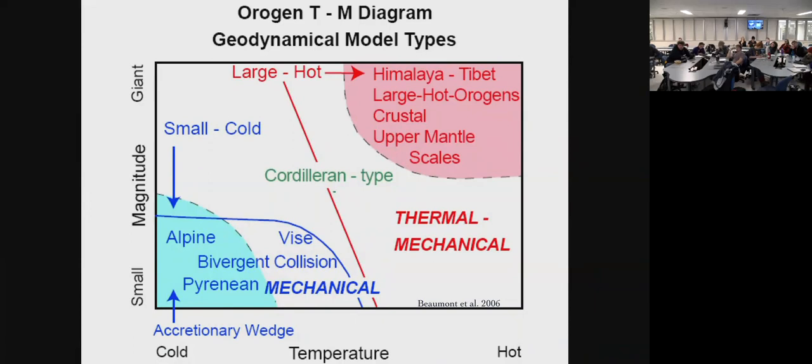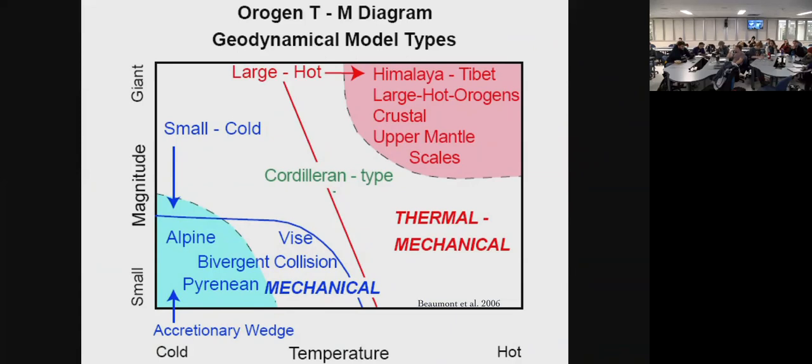Okay, so depending on where we are, either the origin is governed by thermomechanical processes or dominantly by mechanical. Okay, and that will dictate which kind of model would be more appropriate when you're starting to think about processes of that origin. Okay? Any questions pertaining to this part?